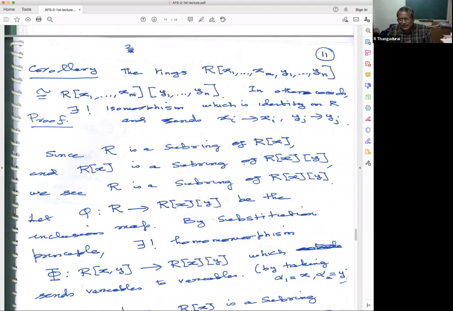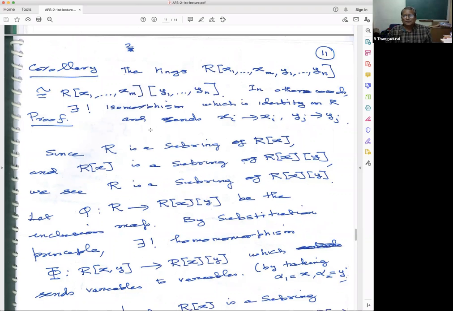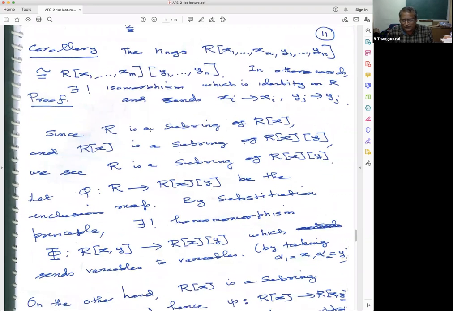We want to say that both rings are isomorphic. Okay. That is the goal. Is it clear now? Yes, sir. Yeah. Thank you. Okay. So let us prove why these two rings are isomorphic.